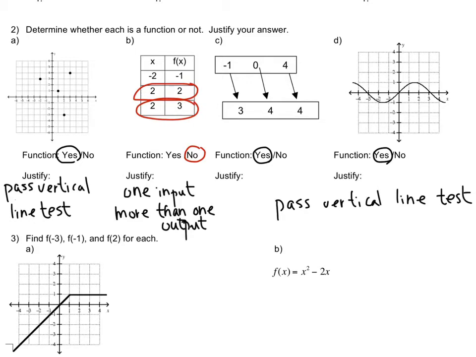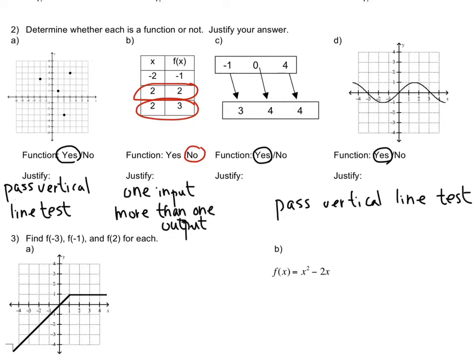Question number 2. Determine whether each is a function or not. Justify your answers. So for letter A, it passes vertical line test. So every input has its own output. So this is definitely a function. Letter B, I circle. If you notice that I circle the 2, there's one input, but it has multiple. It has more than one output.